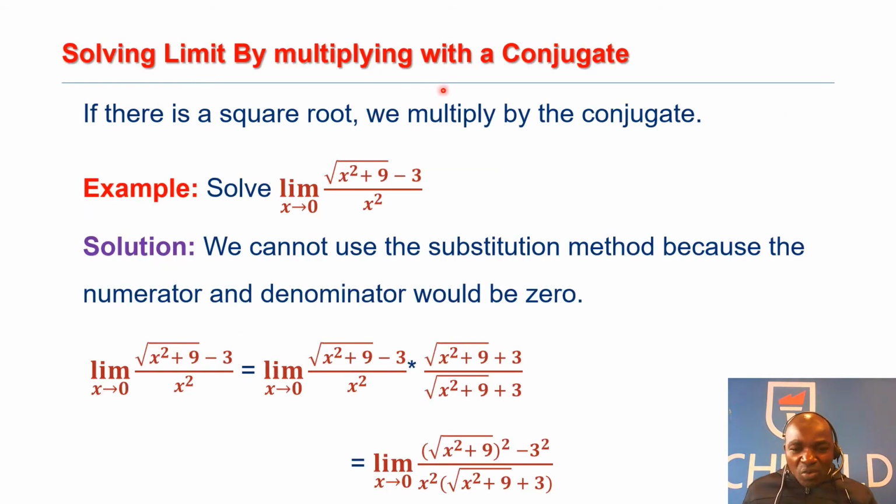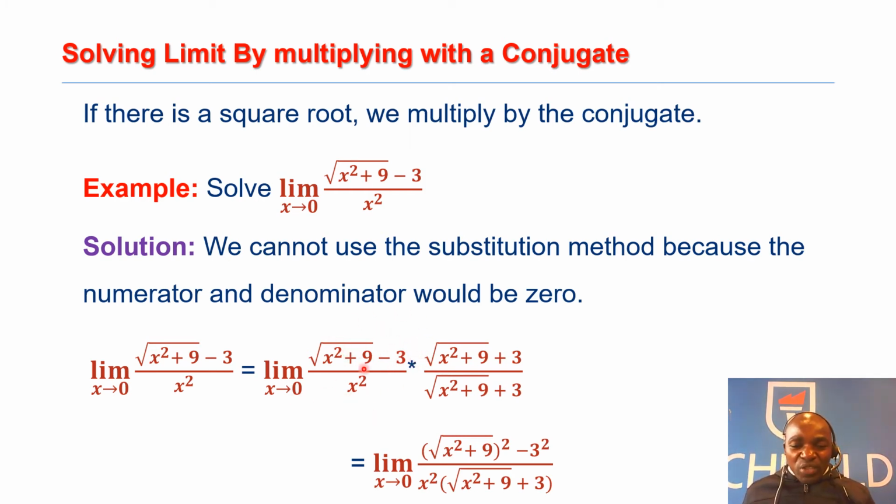Let's look at how to solve some limits using multiplication with the conjugate. If we have a square root on the numerator, we can multiply by its conjugate. For example, solve the limit of (square root of x squared plus 9 minus 3) divided by x squared where x approaches 0. In this instance, we cannot do direct substitution, because substituting 0 in place of x gives 0 as our denominator, which is against mathematical rules. We also cannot factorize, since we don't have any common factors. So the only approach is multiplication with the conjugate.